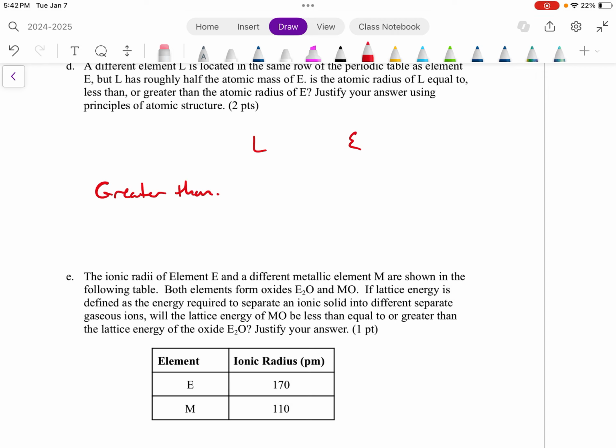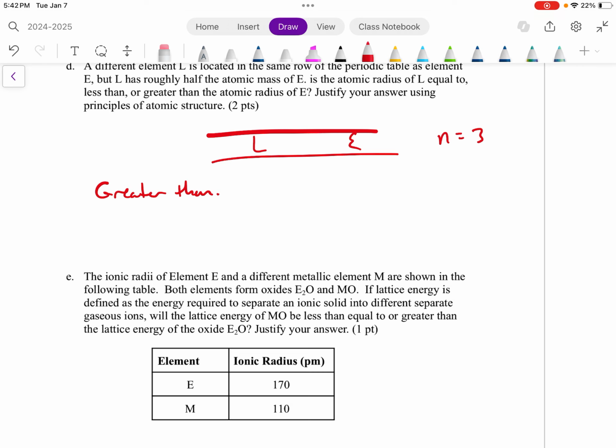So the reasoning here, a couple ways you could have gone with this, but the key is they're in the same row, which means they have the same energy level. So the N value, N equals the same value. Whether it's row 2, row 3, whatever, we'll say N equals 3. That's fine. They're both in the same energy level. They have the same number of rings. So that's the first piece.